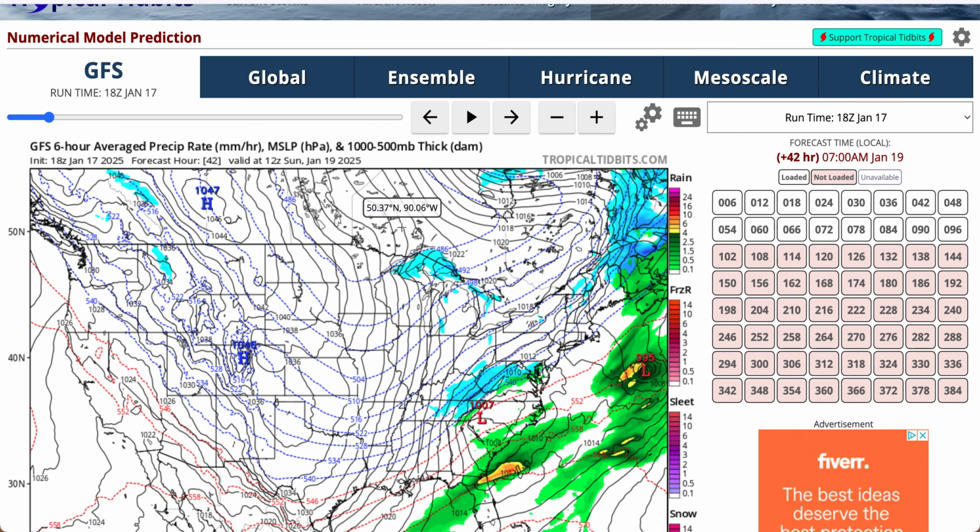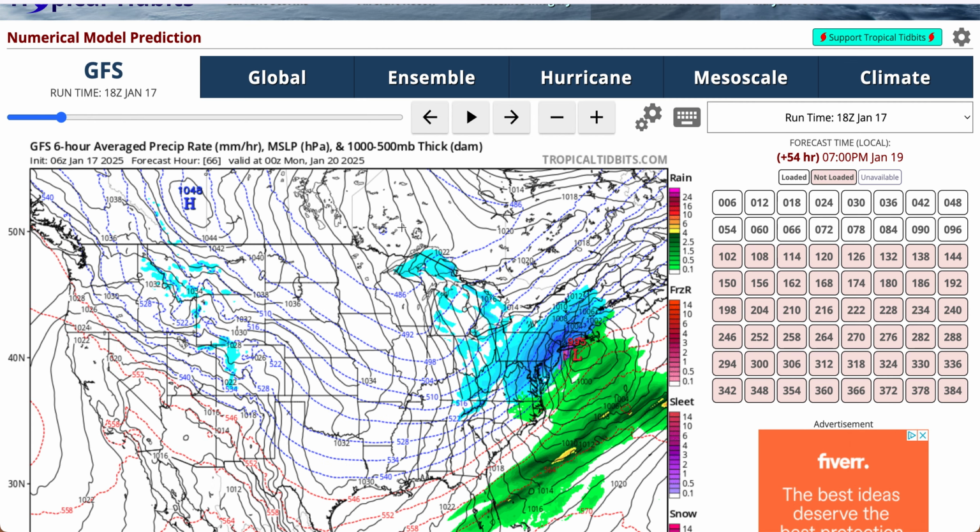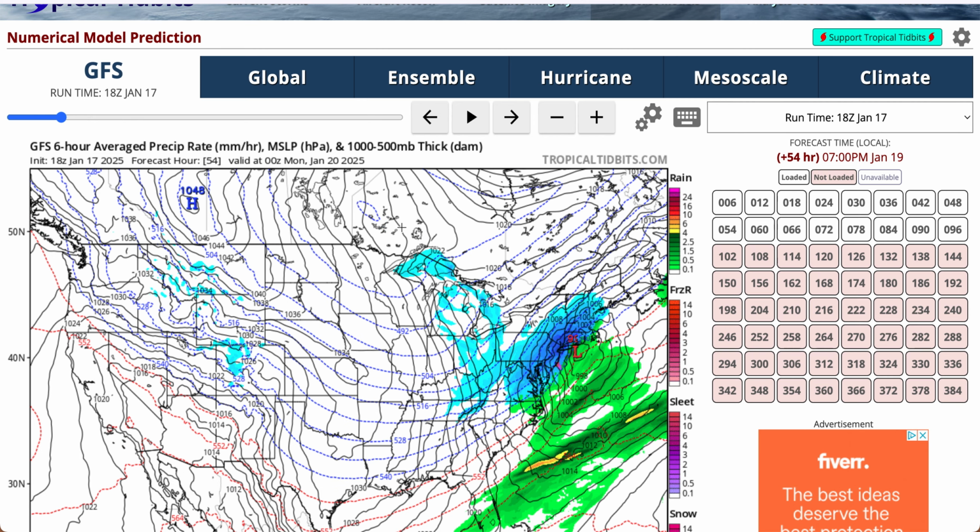Now let's compare this to the prior run. The prior one ran pretty similar. The run before that, pretty similar. So the GFS has been kind of stable in the past 3 runs in depicting this storm.